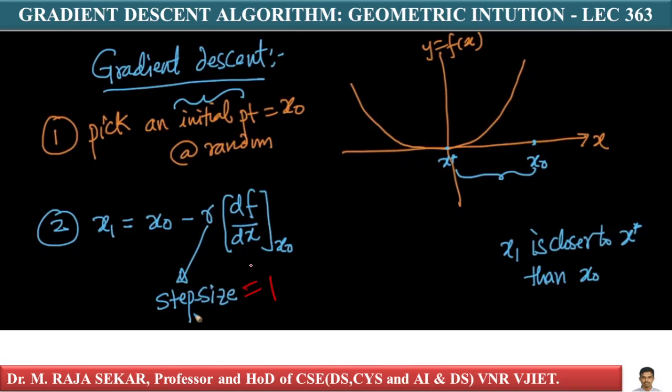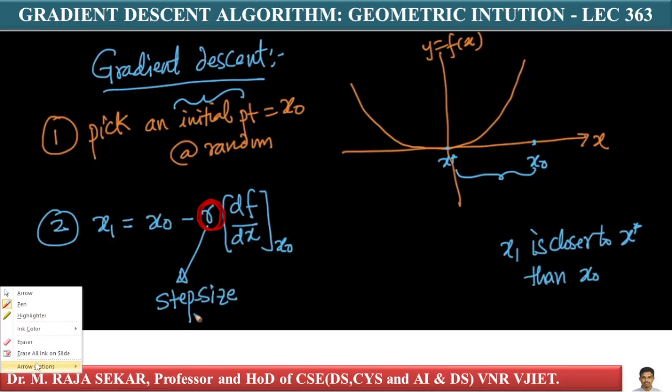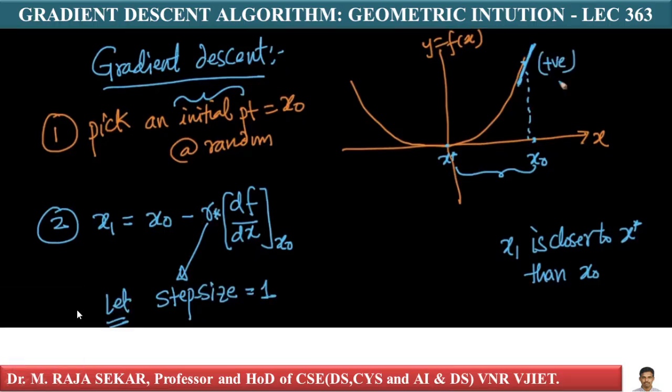How to pick the right step size? It is a very interesting area of research. Let's assume your step size is 1. Now what is df by dx at x0? We will try to understand what is df by dx. We are saying r is the step size, and now we will try to understand what is df by dx at x0, isn't it? What does it mean? It is slope, isn't it? This is nothing but slope. This is df by dx at x0, nothing but slope.